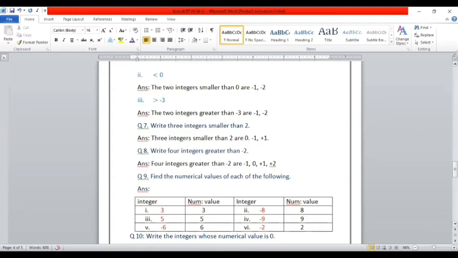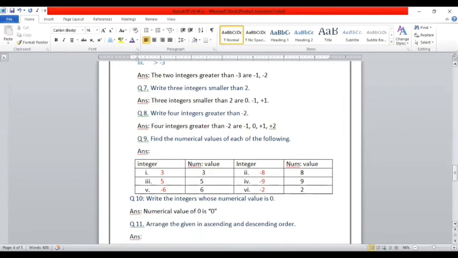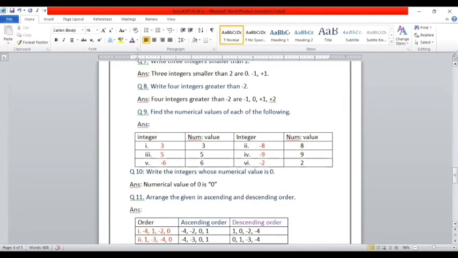Dear students, now question number 9 is about finding the numerical values of each of them. Numerical values means we only have to show the symbol, no sign. We have to show the symbol, no sign.